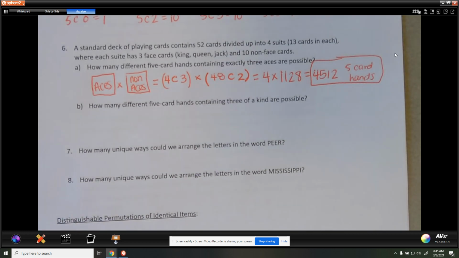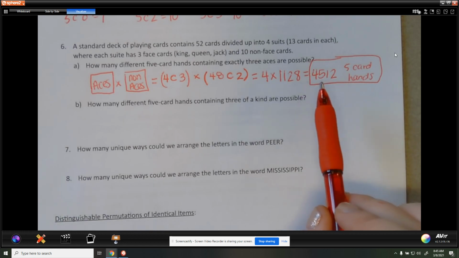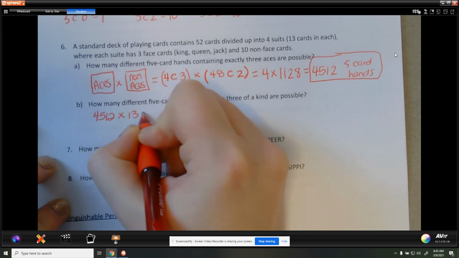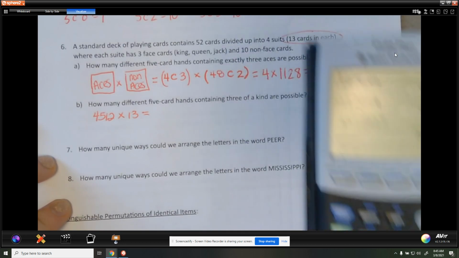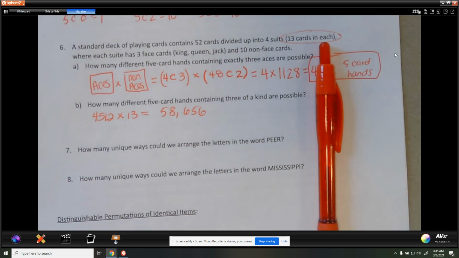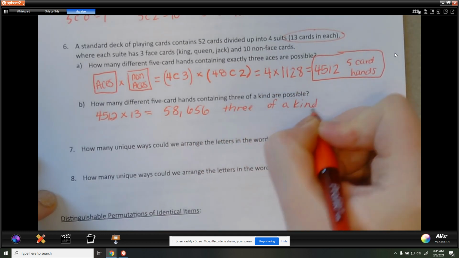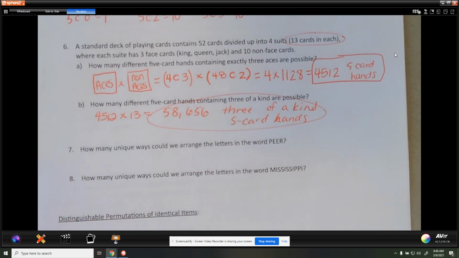3 of a kind is a lot more possible than our 4 of a kind that we looked at in the notes. So how many different 5-card hands containing 3 of a kind are possible? Well, this is really how many possible 3 of a kinds there are, whatever the rank. We found aces, but this could be for 2s, 3s, 4s, 5s, 6s, on and on. So we're going to multiply this times the 13 possible cards, 13 cards each. So we have 58,656 possible 3 of a kind 5-card hands. Okay. There we go.